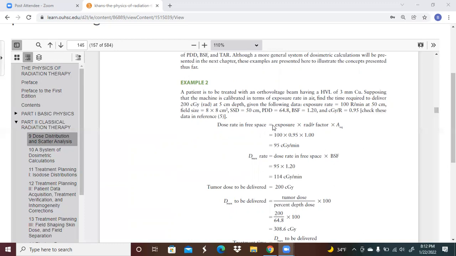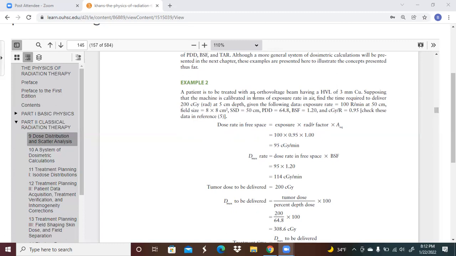So the dose in free space is going to be equal to the exposure times the rad to R factor times the equivalent area, which in this particular case is just going to end up being 1. There's no real change here. The exposure rate is 100 roentgen per minute. The amount of centigray per roentgen is 0.95 multiplied by that. So we know that the dose rate in free space is going to be 95 centigray per minute.